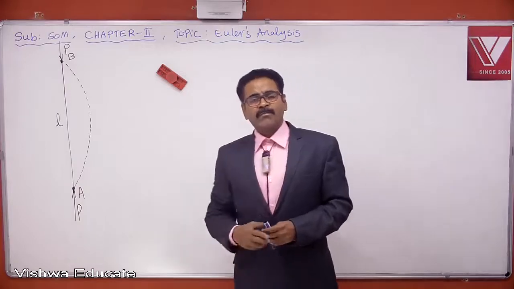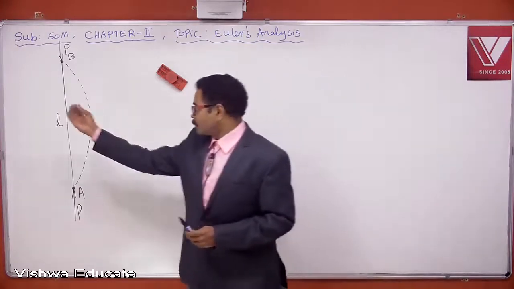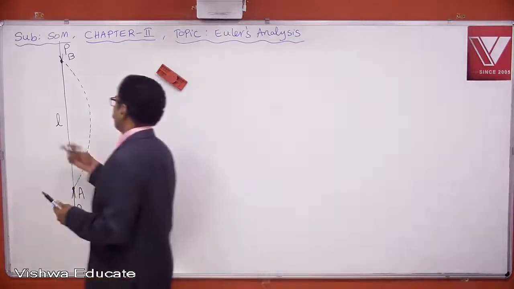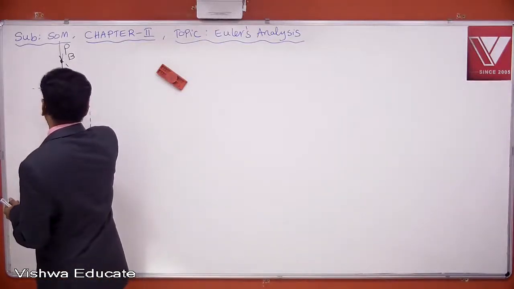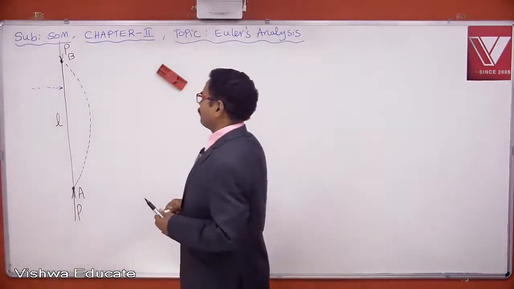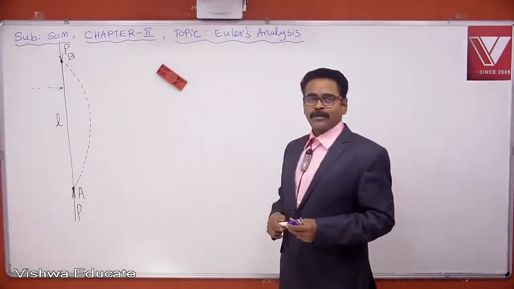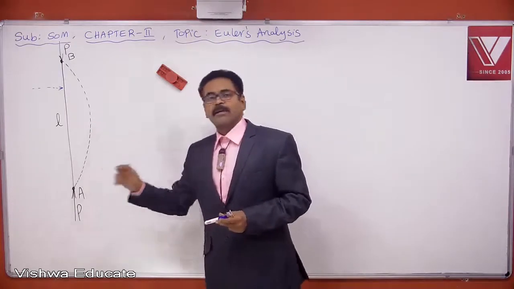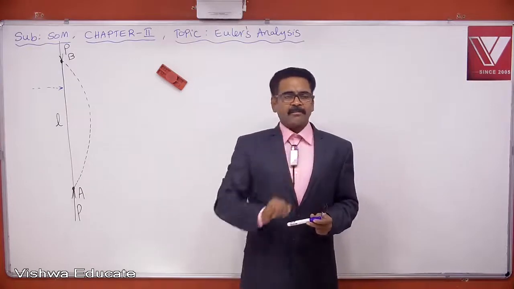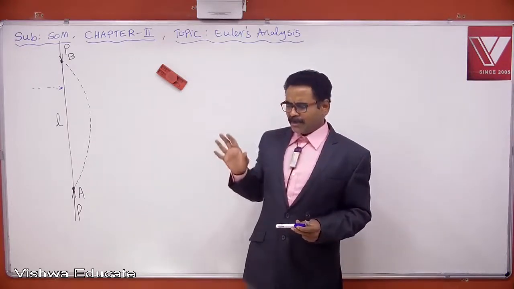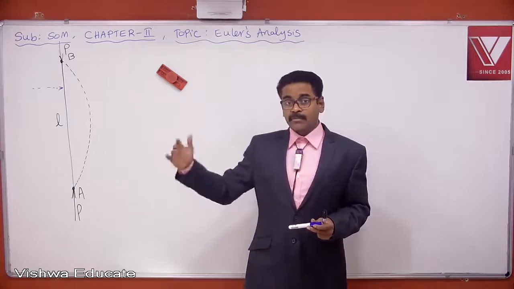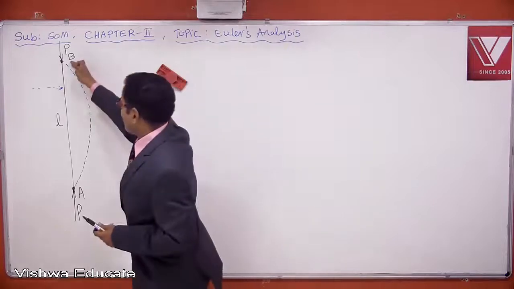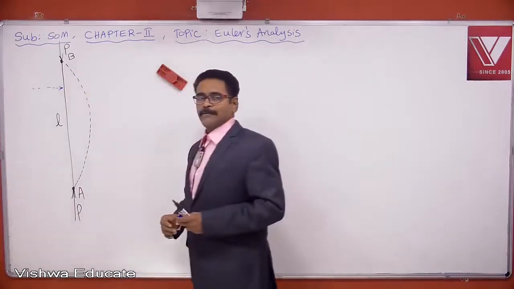When you apply a momentary disturbing load on the column towards right, the column will buckle like this, right? Permanently it buckles. Why permanent buckling? It is in neutral equilibrium. If any column is in neutral equilibrium, a small disturbing force makes the column buckle permanently. Okay, so now the column is buckled like this.